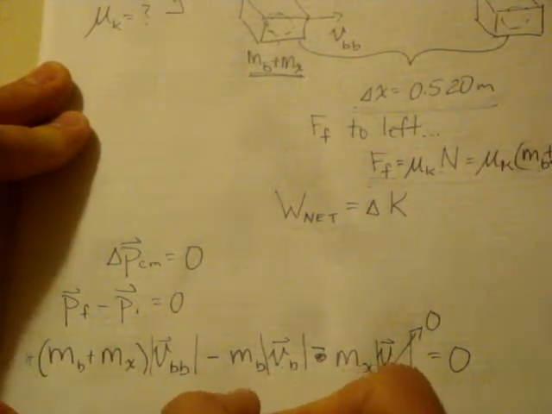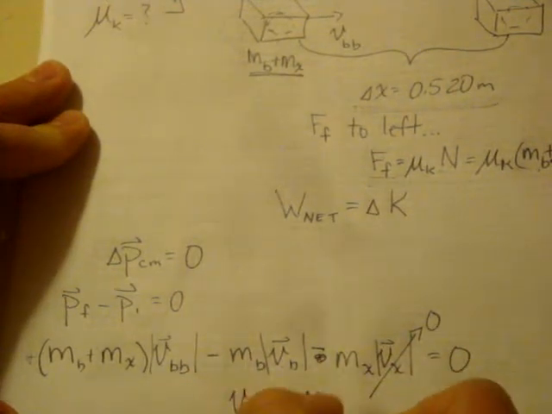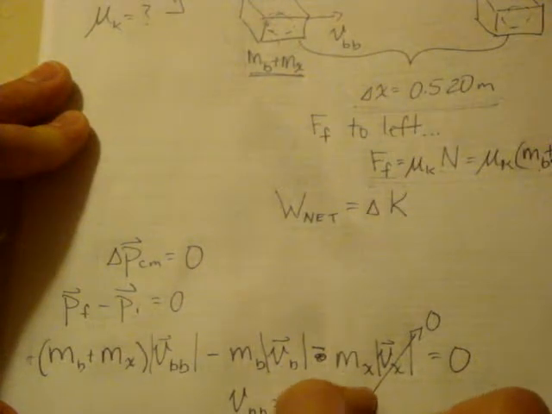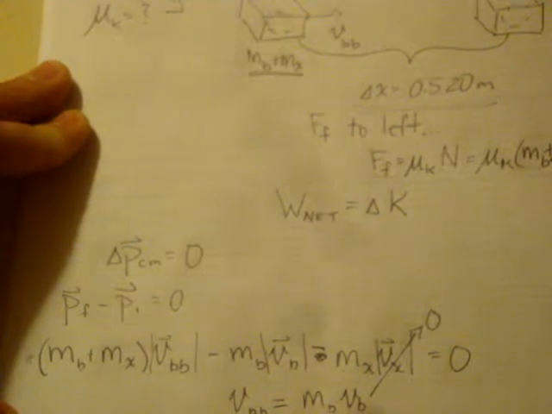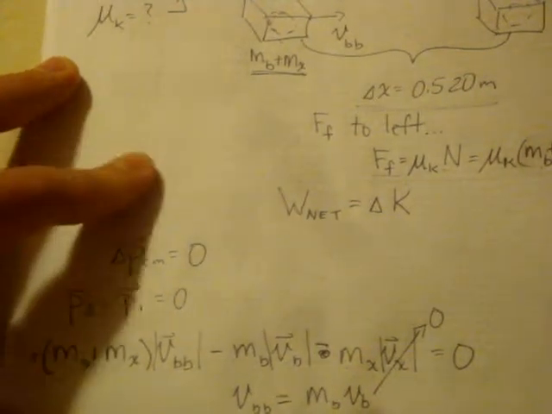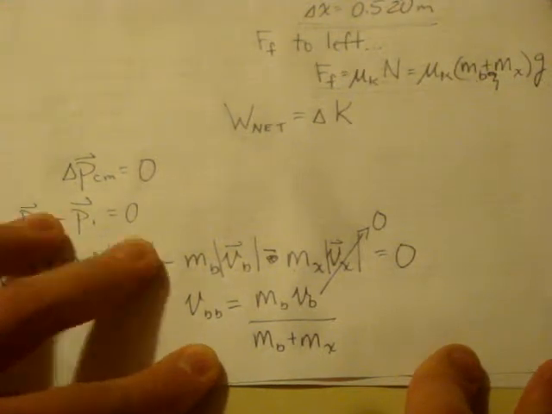So if we want to solve for the velocity of the ball plus the box, that would be equal to mb times this quantity vb divided by the sum of these two masses, mb plus mx, right? Just like it was for every other totally inelastic collision we did, right? Should make a lot of sense from there, right?